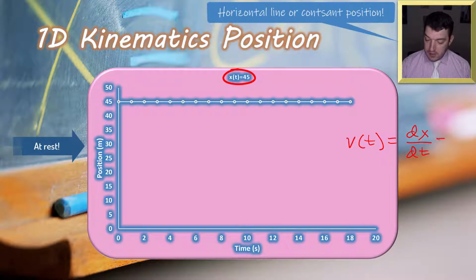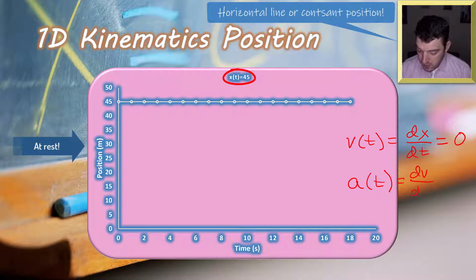The derivative of a constant is zero. So we can now see the velocity function as time goes on is zero. And if we want to get the acceleration with respect to time, that's the derivative of the velocity function with respect to time. And since the velocity function is a constant zero, the acceleration function is a constant zero. And we see that mathematically what we anticipated, which was since our position is not changing, we're at rest, our velocity is zero, and since our velocity is not changing, our acceleration is zero.